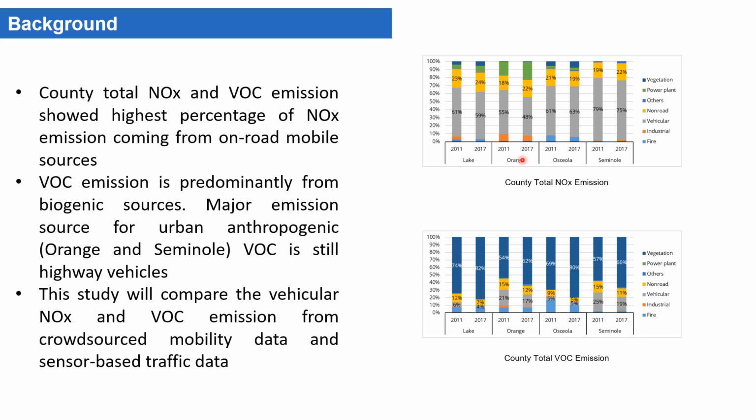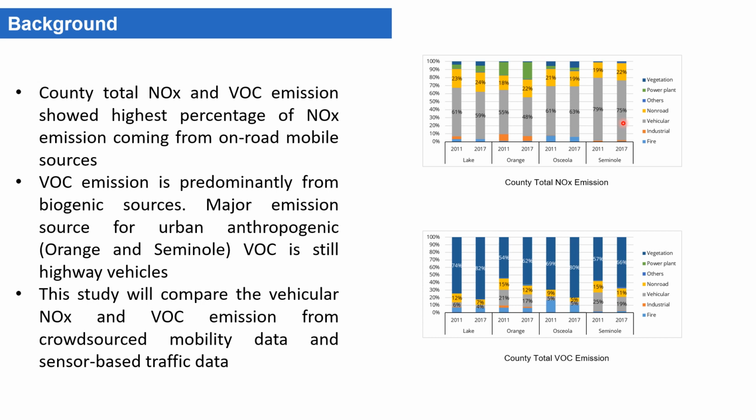So we can see from here that NOx emission is predominantly coming from on-roadway vehicles, followed by non-road engines and power plant emission. For example, in Orange County, the on-road emission for NOx contributes 55% in 2011 and 48% in 2017. In Seminole County, the on-road emission for NOx is 79% in 2011 and 75% in 2017.